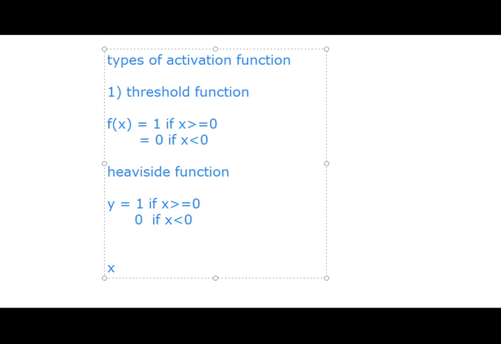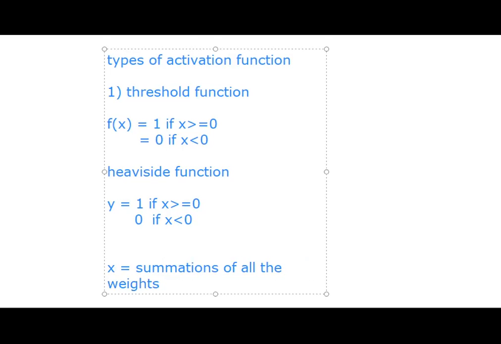x equals the summation of all the weights, the product of the summation of all the weights, defined as w, into all the inputs, plus the bias term, and the corresponding output, corresponding function looks like.